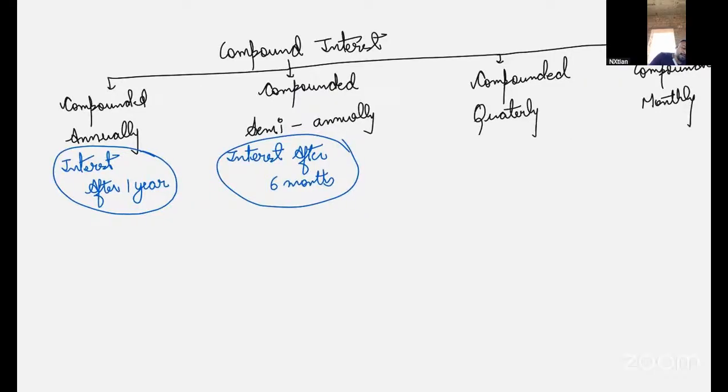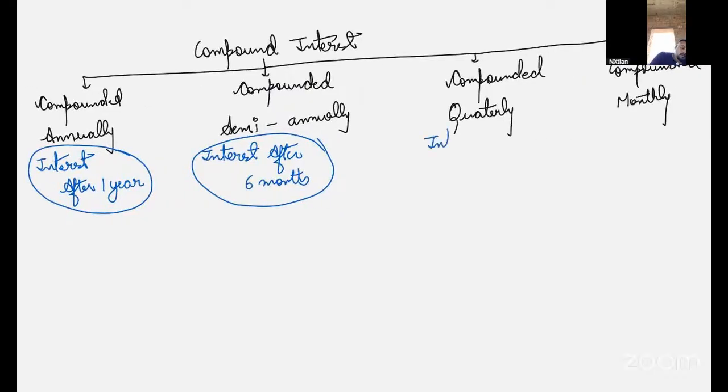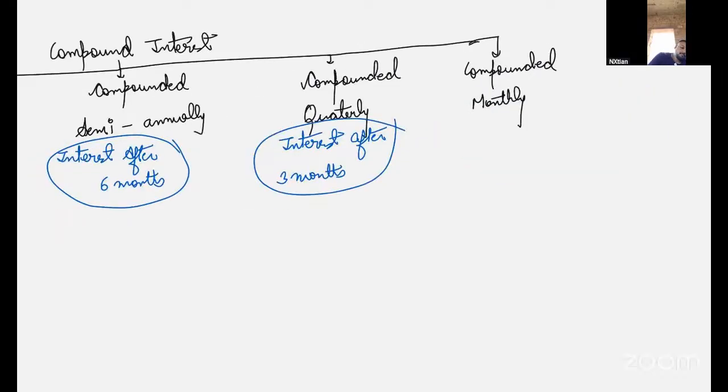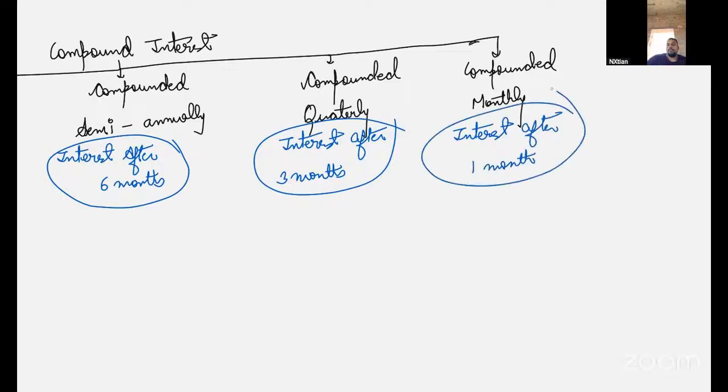Then compounded quarterly means interest after 3 months. Means you will complete the 3 months criteria, and then you will apply the interest. And what is compounded monthly? Interest after 1 month, means you will apply the interest when the 1 month comes. Did you listen, Christian and Agatha? This is the meaning of compounded semi-annually.